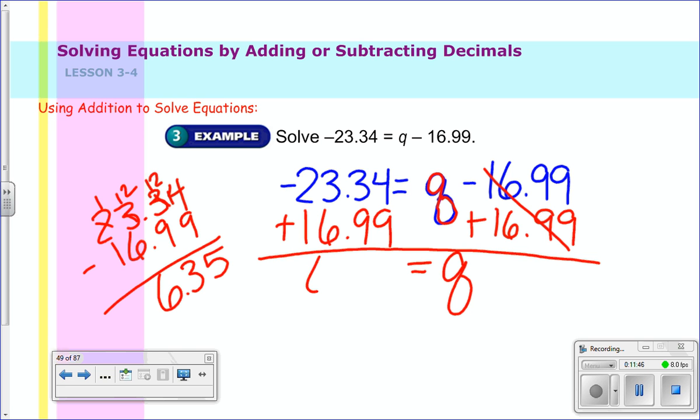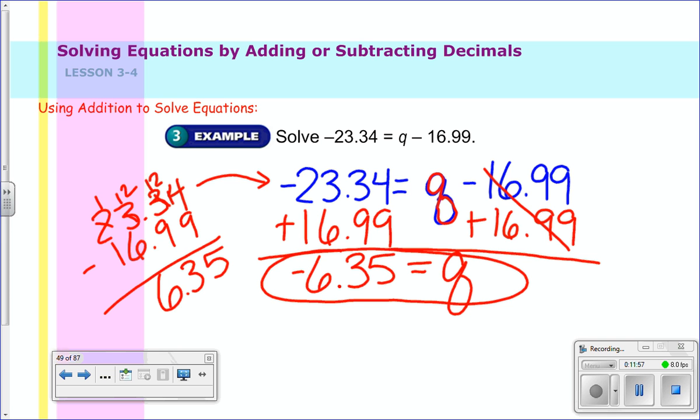And I get 6 35/100. But again, I go back. My bigger number was 23 34/100, and in the original, that was negative. So my answer is a negative 6 35/100. All right, let's move to the next one.